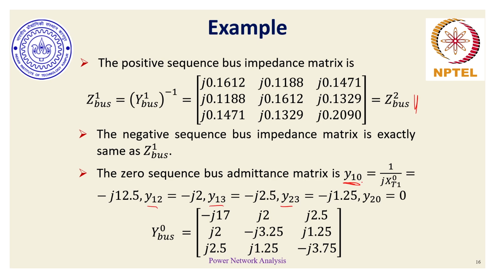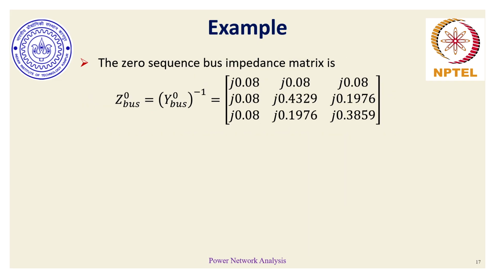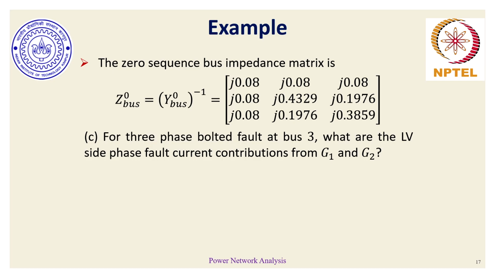Once we get these Y values, the corresponding Y bus evaluation remains the same as discussed in power flow analysis, or the way the corresponding Y bus was evaluated. With this inverse, we can find the zero sequence bus impedance matrix. The next bit is that at bus 3, a 3-phase bolted fault has happened and we have to find the LV side fault current contributions from generator G1 and G2.